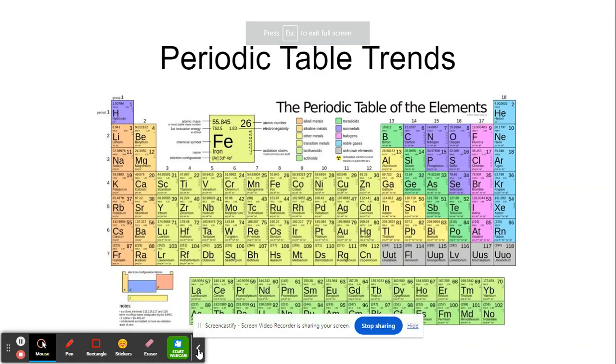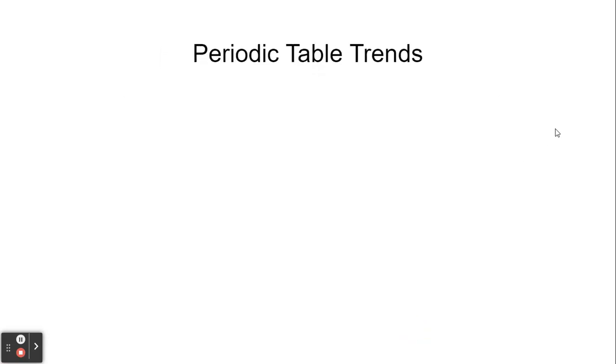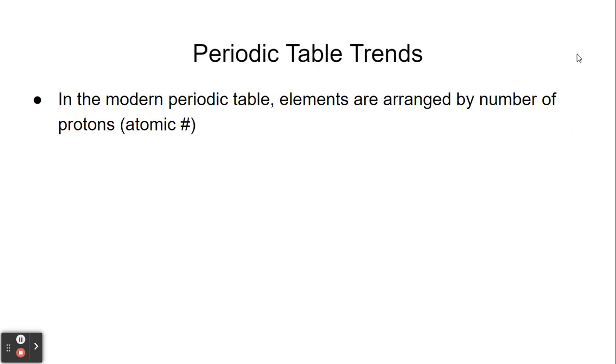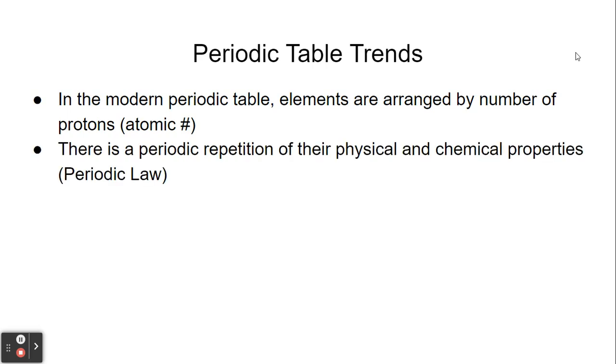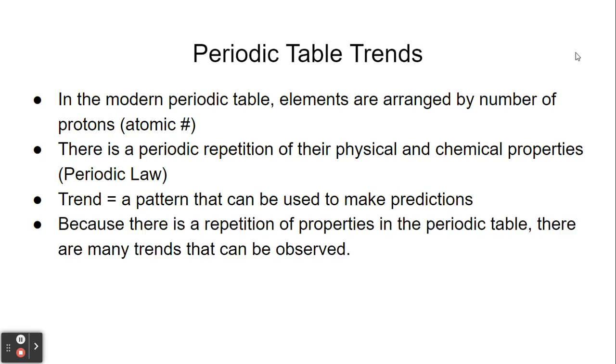Hi, everyone. So today we are going to talk about periodic table trends. In the modern periodic table, elements are arranged by the number of protons, which we know is the atomic number. There is a periodic repetition of their physical and chemical properties, which is called periodic law because of the way that they're arranged. And because of this, we can actually see trends in the periodic table. And a trend, remember, is just a pattern that can be used to make predictions.